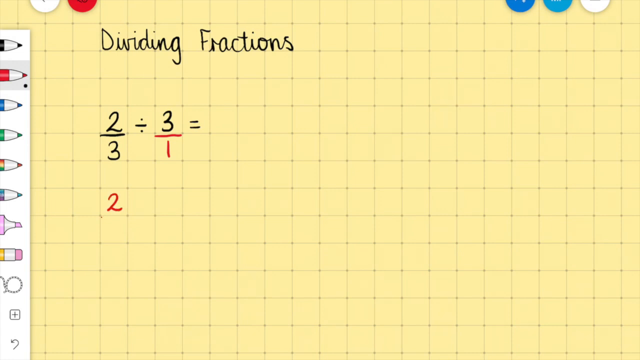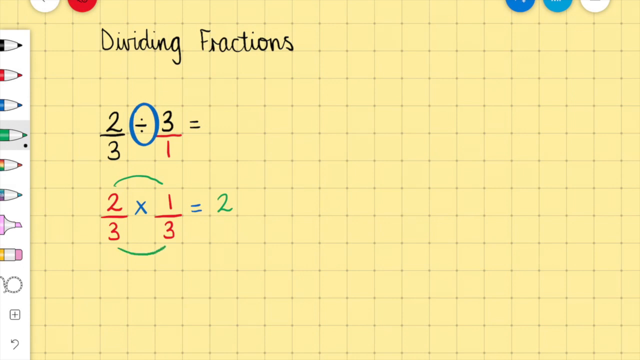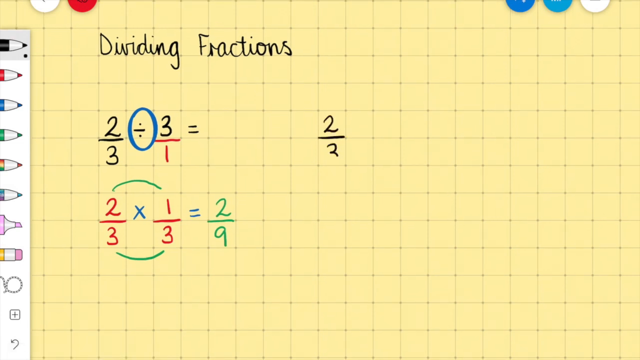Now we're going to rewrite the number sentence, but this time we're going to flip the 3 wholes and make it 1/3. Similarly, we take the division sign and do the inverse: we flip it upside down and do a multiplication. The last step is to multiply the two fractions together. Multiply the numerators, 2 times 1 is 2, and multiply the denominators, 3 times 3 is 9. So 2/3 divided by 3 gives us 2/9.